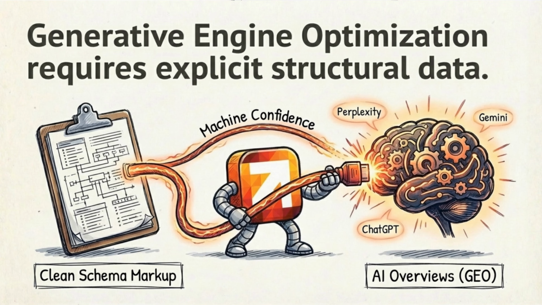AI overviews are now appearing in a significant percentage of Google searches. Perplexity, ChatGPT, Gemini, people are getting their answers from AI generated responses, not just clicking through websites. And the businesses showing up in those AI generated answers, they're not there by accident. AI systems are pulling from structured, clearly organized content.